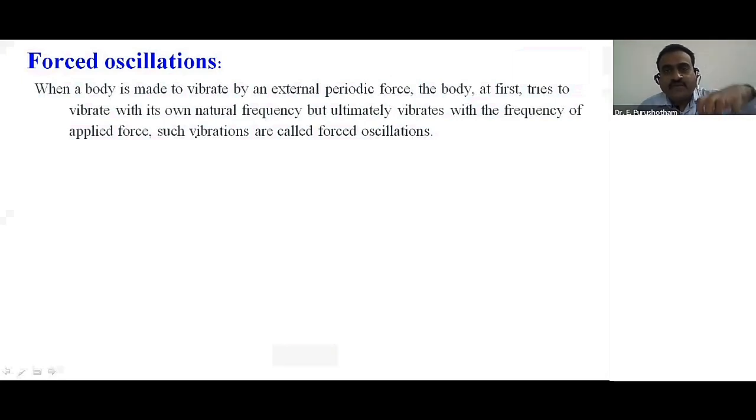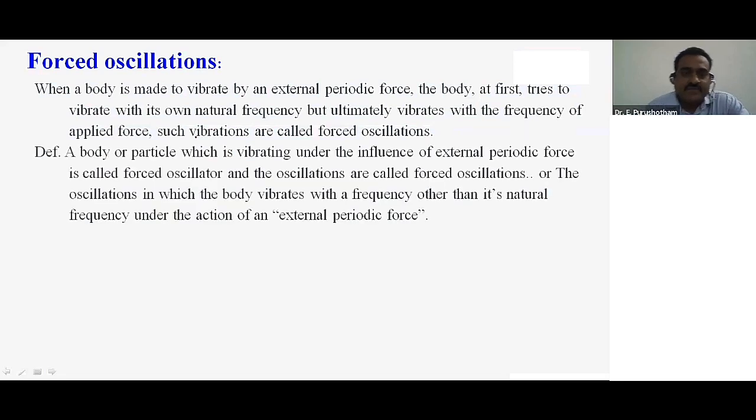When we apply some external force, the body vibrates first with its own natural frequency and then vibrates with the frequency of the applied force. This type of vibration is called forced oscillation. This oscillator is called a forced oscillator. So this is the definition: a body or particle which is vibrating under the influence of an external periodic force is called a forced oscillator. These oscillations are called forced oscillations.